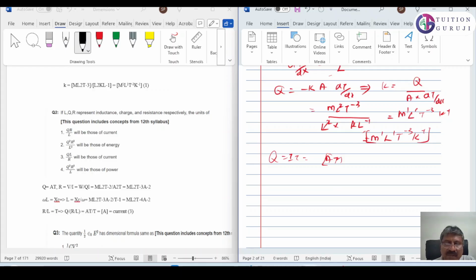Now one more thing: we will solve by two methods. Resistance R is equal to V by I. V is nothing but W by Q, voltage or potential, work by charge. So work, we know, is M L square T raised to minus 2. Charge is A into T, and then I, which is again A. So it is M L square T raised to minus 3, A raised to minus 2. This is resistance.